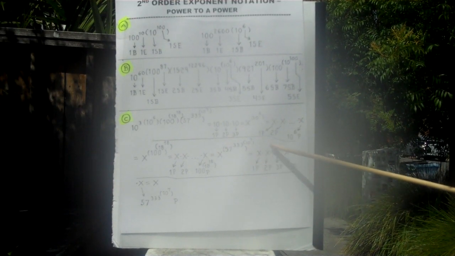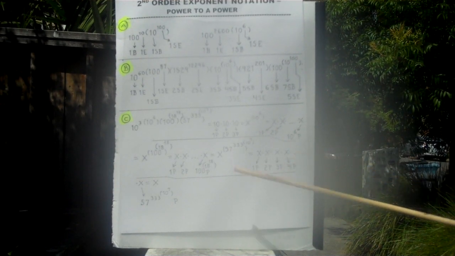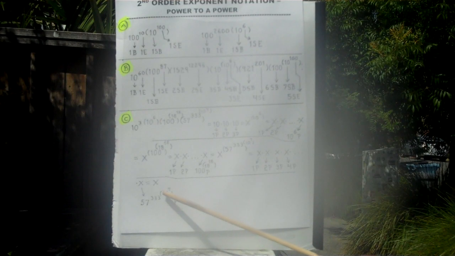First place times x at the second place, times x at the third place, times x at the fourth place, and so on, times x to the 57th power, which is the 57th base, 333rd power, with the 333rd power raised to the 10 to the 7th power place.